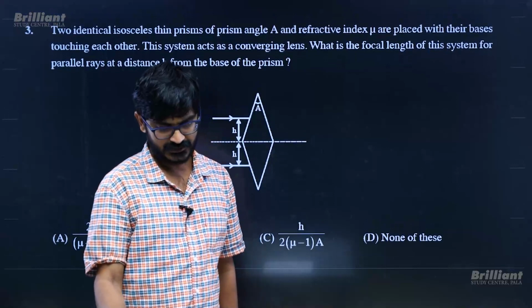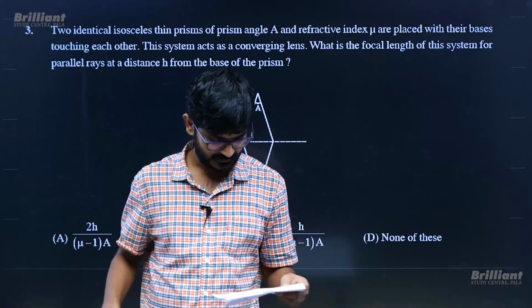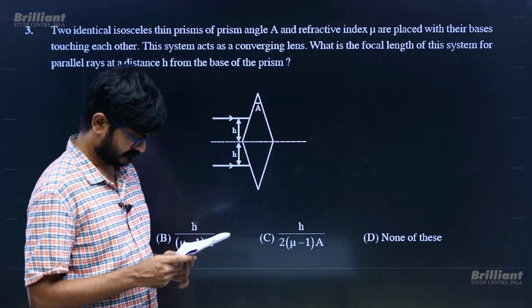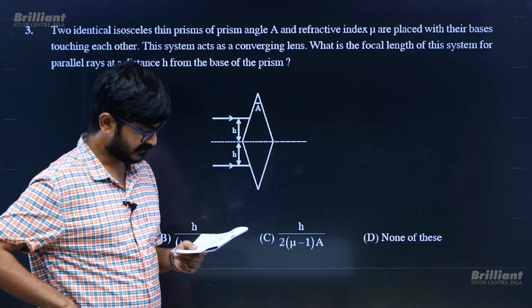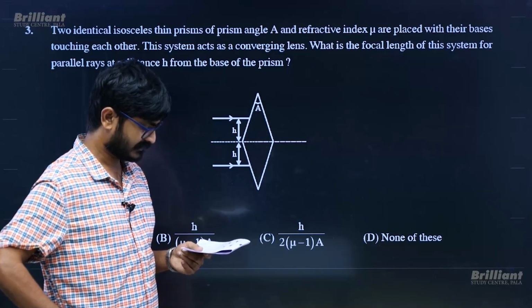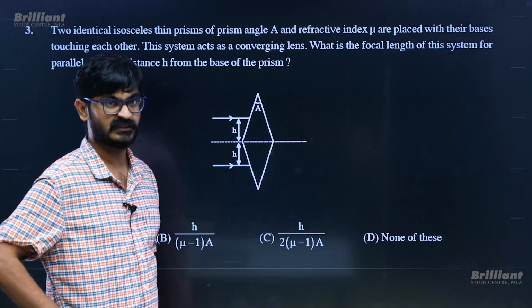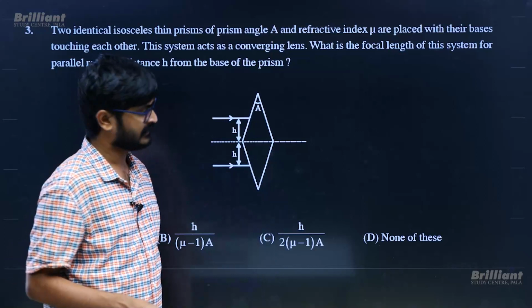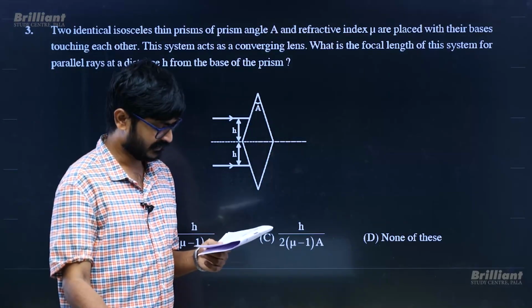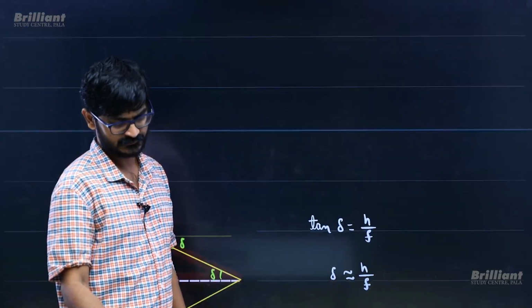The next question: two identical isosceles thin prisms of prism angle A and refractive index mu are placed with their bases touching each other. The system acts as a converging lens. What is the focal length of the system for parallel rays at a distance h from the base of the prism? So that is a small angled prism. So deviation is going to be (mu minus 1) into A, assuming they are going to hit at small angles.